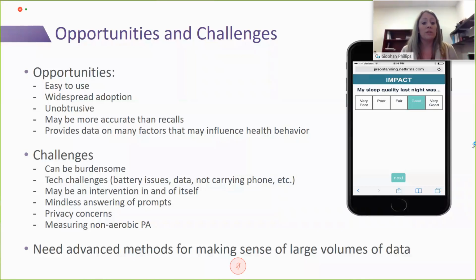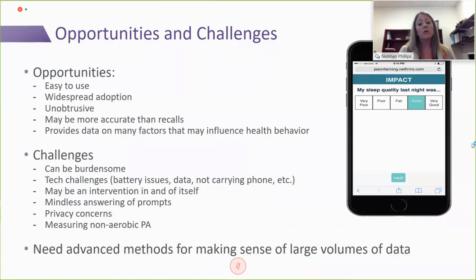But it could be burdensome. The prompts can come at times when people don't want them, or if you're wearing all of these different monitoring devices, it can get a little overwhelming and burdensome on participants to remember to wear them and charge them, and answer all these prompts or turn on different features of their phones. There's also tech challenges. Technology is not perfect. There can be issues with battery, data not transmitting, people not carrying their phones. A lot of different issues can come up with the technology.